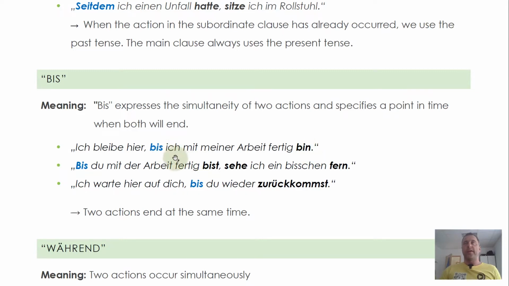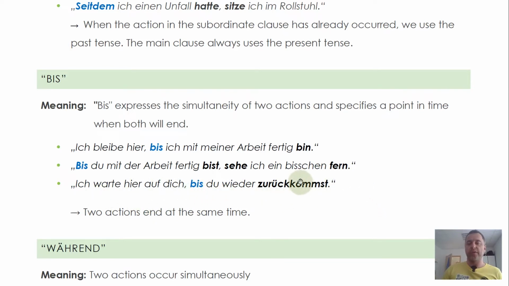Here, when I finish the action working, I will also finish the action staying here. Both will end at the same time, simultaneously. They also happen simultaneously here. Bis du mit der Arbeit fertig bist, sehe ich ein bisschen fern. So until you finish work, I will watch a little bit of TV. So the action watching TV and the action to work are happening at the same time and also ending at the same time. Ich warte hier auf dich, bis du wieder zurückkommst.